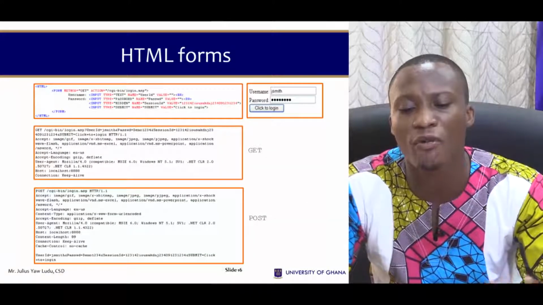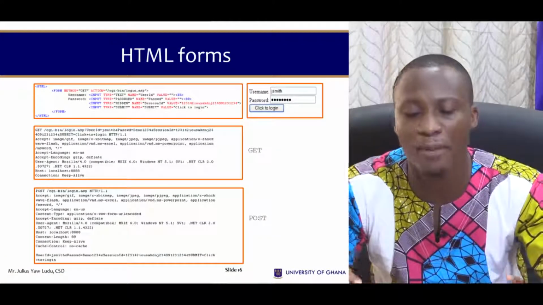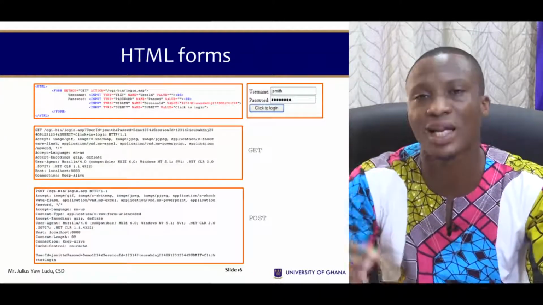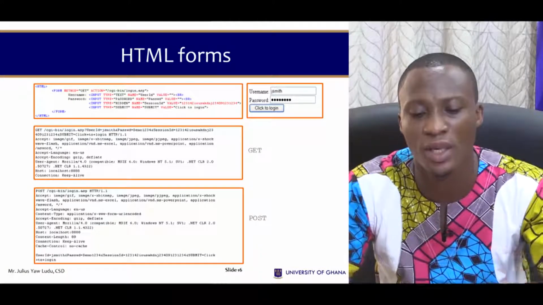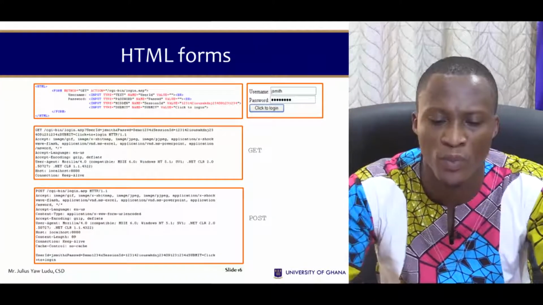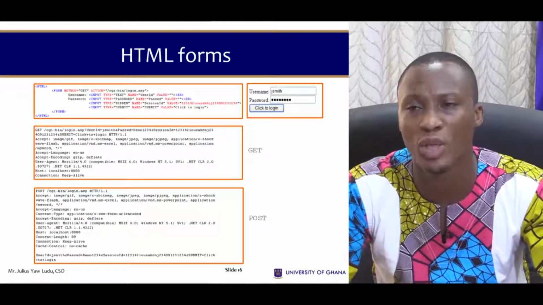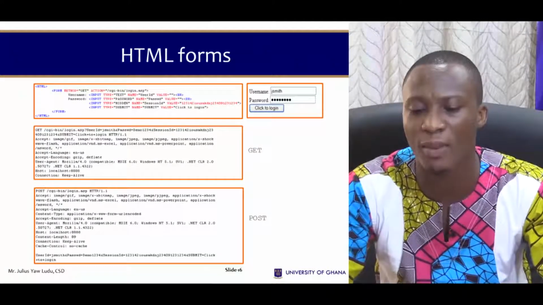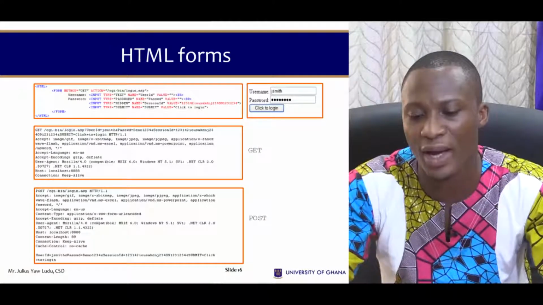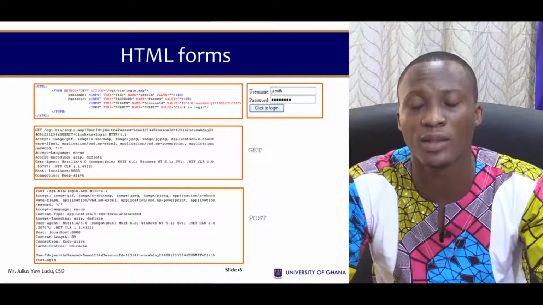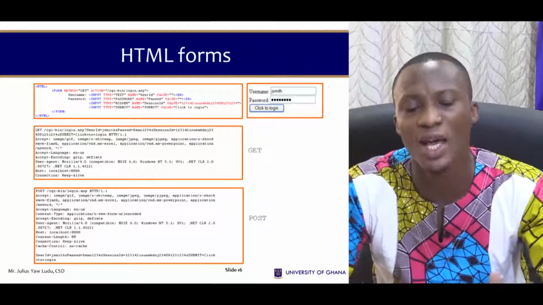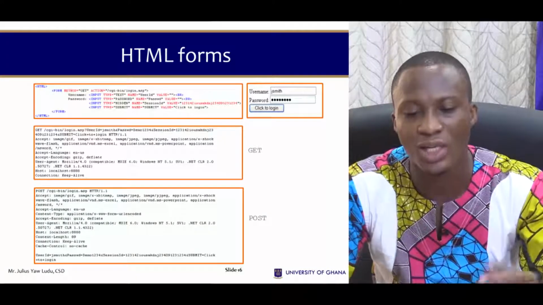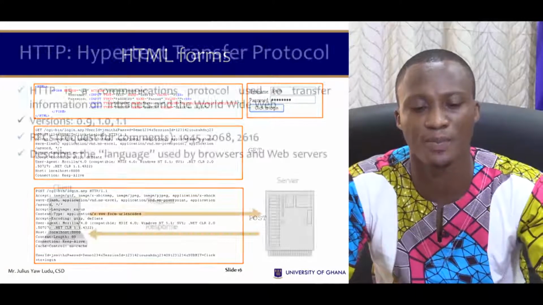Now we have HTML forms. A typical HTML form has HTML, then a backslash HTML. So we have forms in there. So that's a small example of how HTML forms look like in code. And once this is executed, we have the username and the password to the right with a click to log in button. And here we have what is called the GET and the POST syntax. We will later look into what that entails.